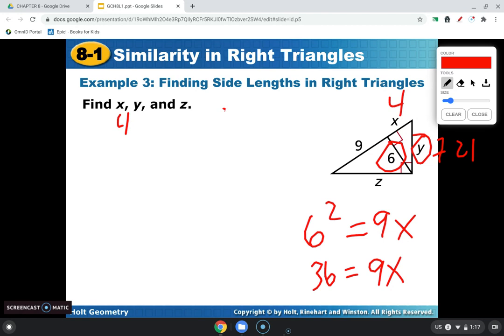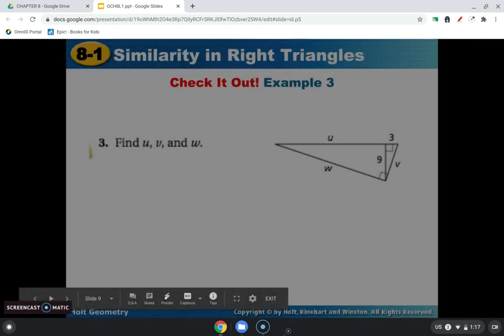Then you can do the Pythagorean theorem as well to find z. 9 and 6 would be the legs. So 9 squared plus 6 squared, square root, would be 10.81. So use that, and then you can use the Pythagorean theorem to finish it off.